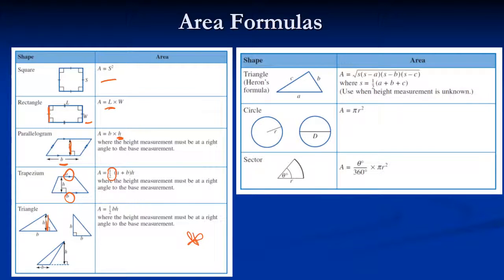So, Heron's formula relies on the height measurement being unknown. So, you're going to have to substitute in the three different sides, so what do we got? S take A, S take B, S take C, where S equals a half of A plus B plus C. So it's like an average there. And that's Heron's formula. The area of a circle is just pi r squared. The area of the sector is just that proportion of the circle. So the number of degrees or the magnitude of the angle over 360 times pi r squared.